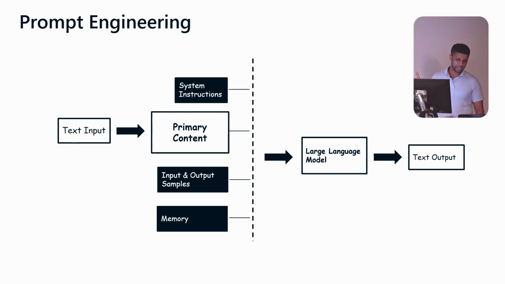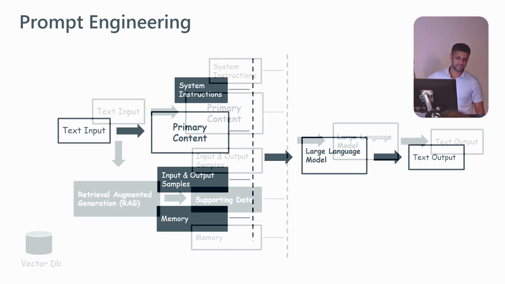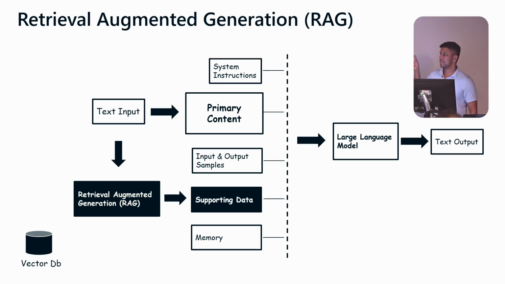So, and also you can provide samples of inputs and outputs to the model so that it aligns the output that it generates to the same samples that you provide. And also you can pass some memory or some samples which would provide the context for the model to generate the responses. And the next option is retrieval augmented generation.